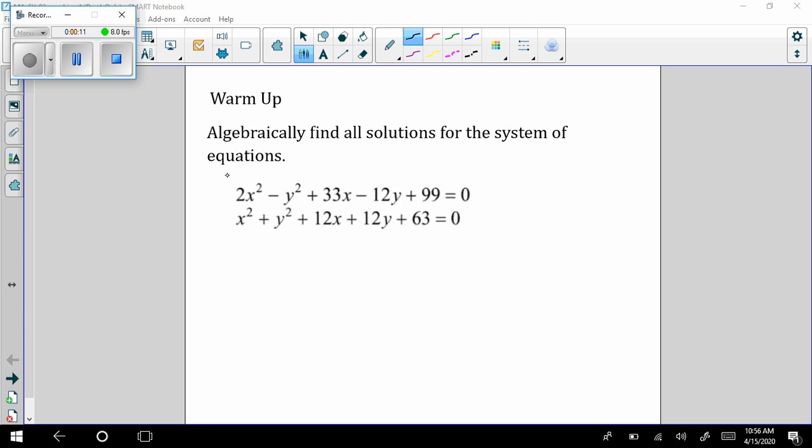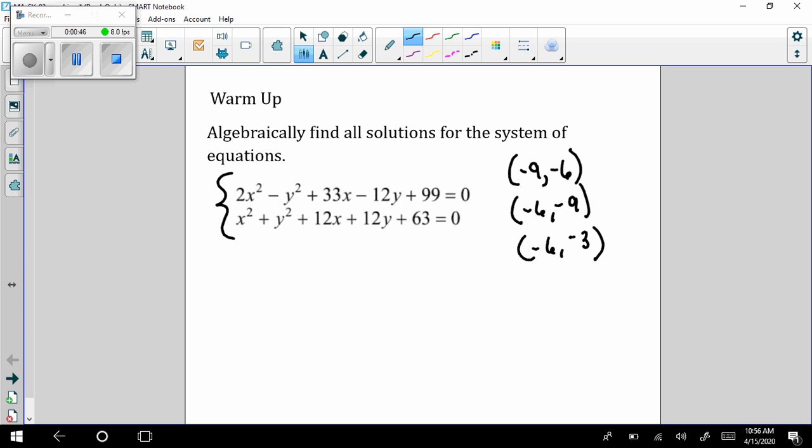So here is your warm-up for the day. And I'm actually not going to work through all this, namely to save time on the video. But if you wanted to practice on your own, I'm going to go ahead and give you the answers. So this one actually intersects in 3 different places at (-9, -6), (-6, -9). That's interesting. And (-6, -3).